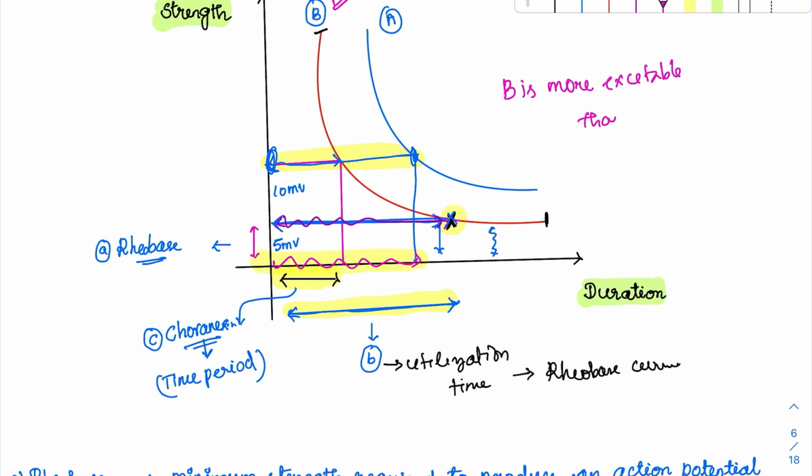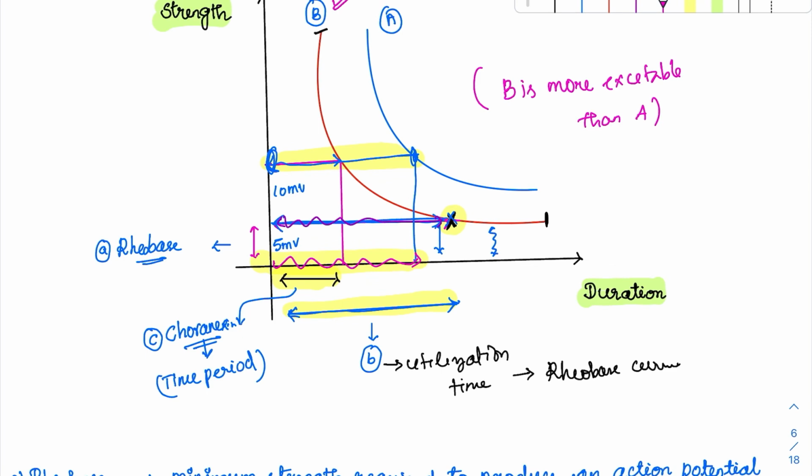So all of this will be given as options. They will give options like A is more excitable than B, B is more excitable than A, and they will be confusing with all the options. A is equally excitable to B. Then they will say Chronaxie is the strength used. Chronaxie is not the strength, Chronaxie is the time duration.